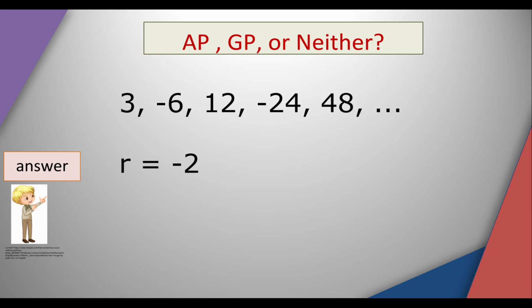If you're going to check, 3 times negative 2 will give you a negative 6. Negative 6 times a negative 2 is a positive 12. 12 times a negative 2 is a negative 24. And negative 24 multiplied by negative 2 is a positive 48. Let us take note. In here, we have the terms as alternately positive, negative, positive, negative, positive. If we have a geometric progression like this, then the common ratio would be a negative value.